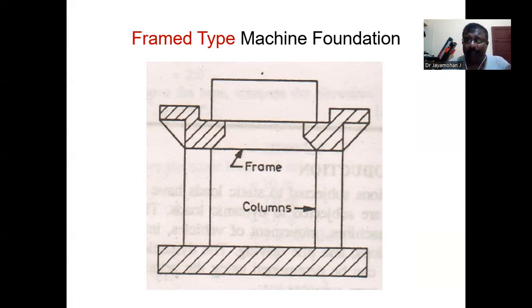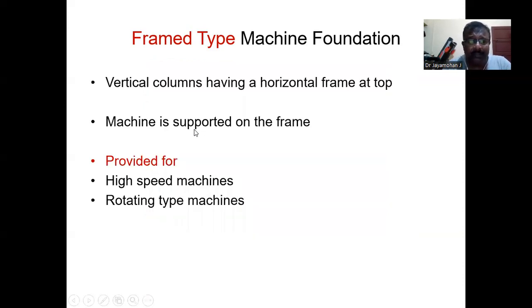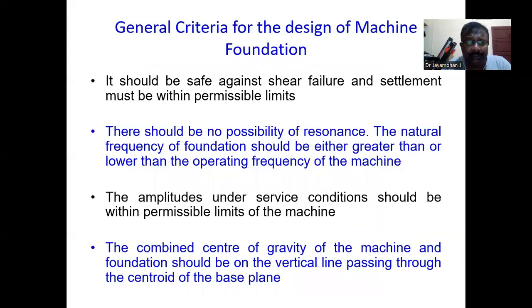Here also we can inspect the machine from below, maybe for maintenance reasons or for operational reasons. So anyway, the type of foundation is chosen based on the functional requirements of the machine. Also, from a civil engineering point of view, the major parameters are the weight of the machine, plus the frequency with which it operates, plus the maximum amplitude of vibration. All these are important parameters. These are the aspects of frame type machine foundation.